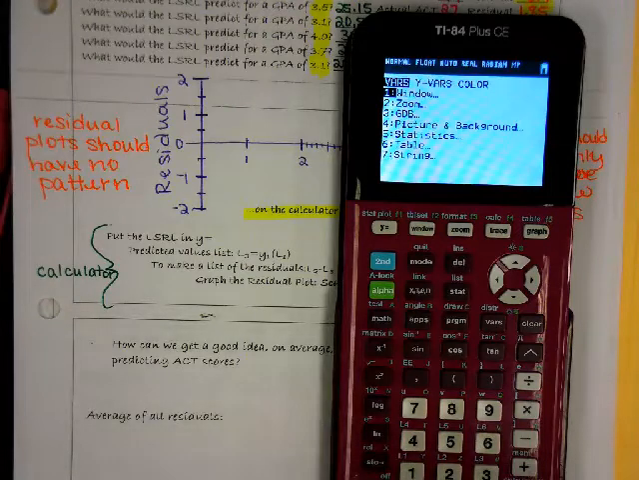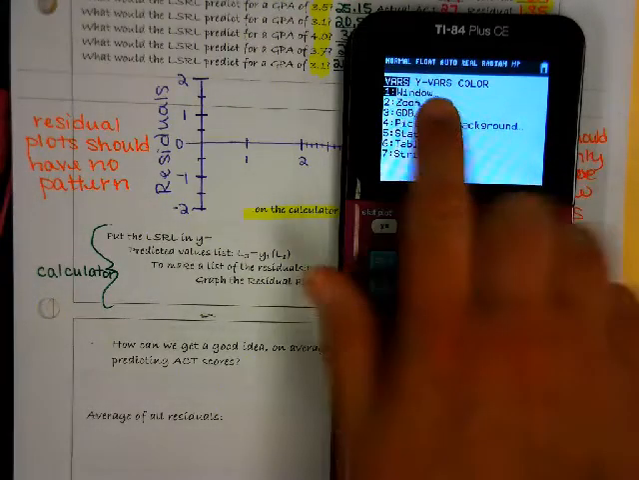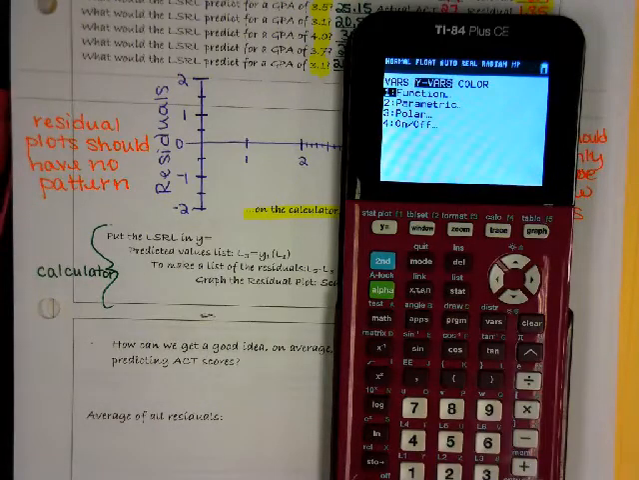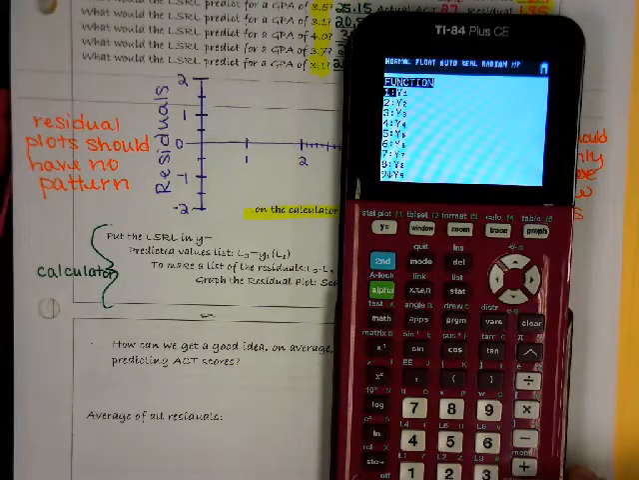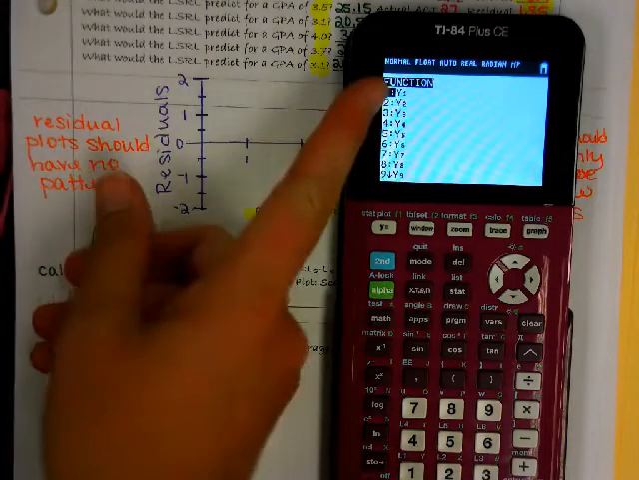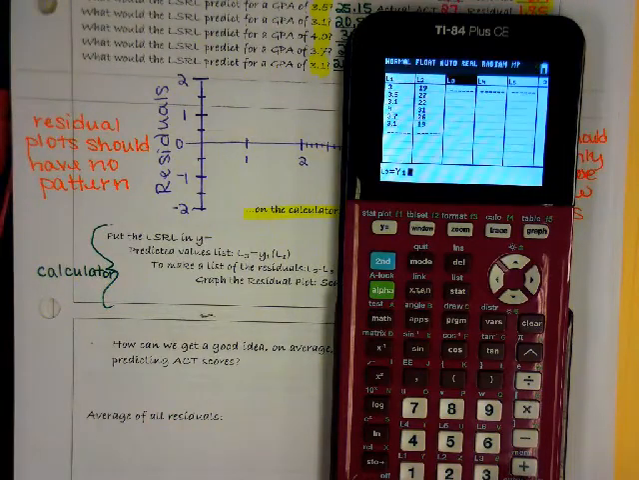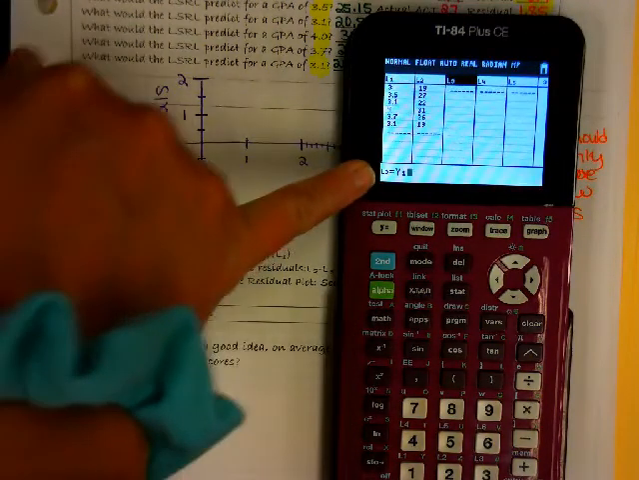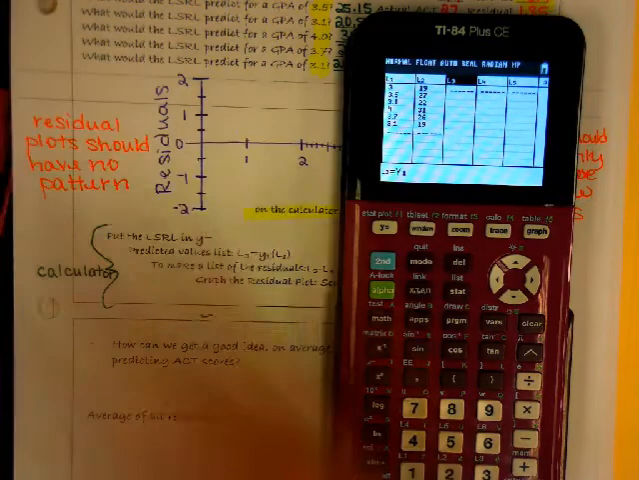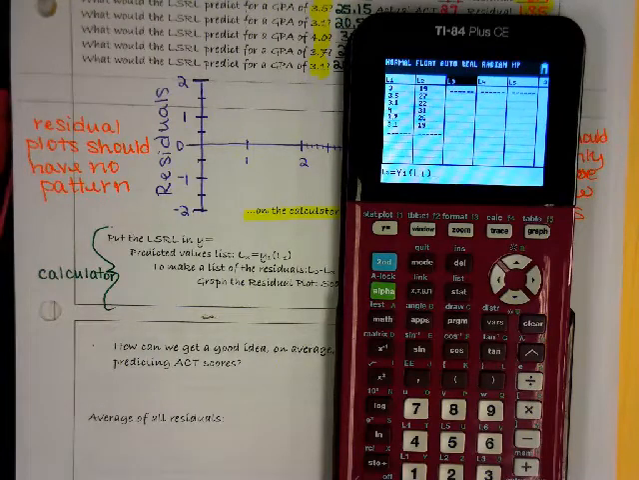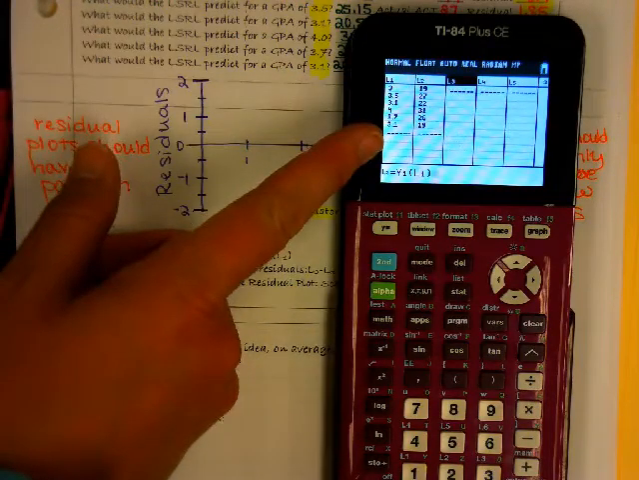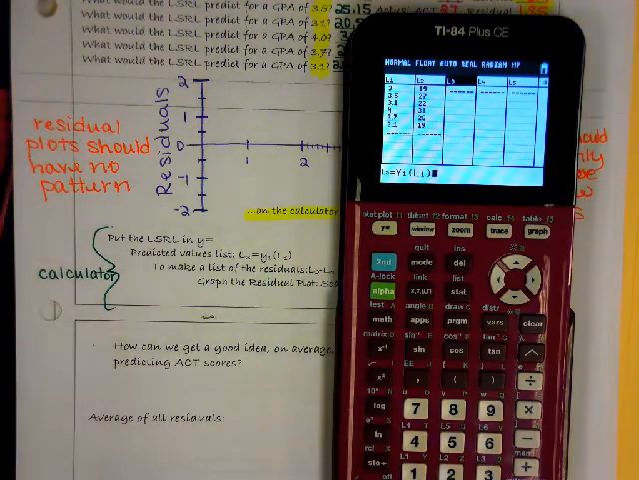We're working in a function, so hit enter, and it should take you to the list of all the Y equals. I put my equation in Y1, so I'm going to hit enter. And notice right now I have list 3 equals Y1. Then I'm going to put parentheses list 1. That tells the calculator to take all these values from list 1 and plug them in for X in my regression equation. When I hit enter, notice it gave me all those predicted ACT scores.